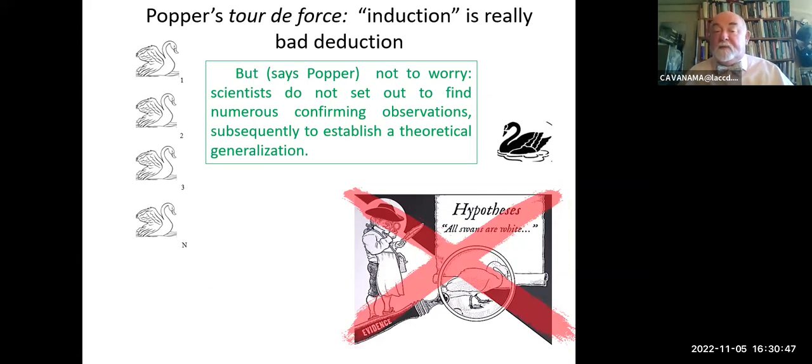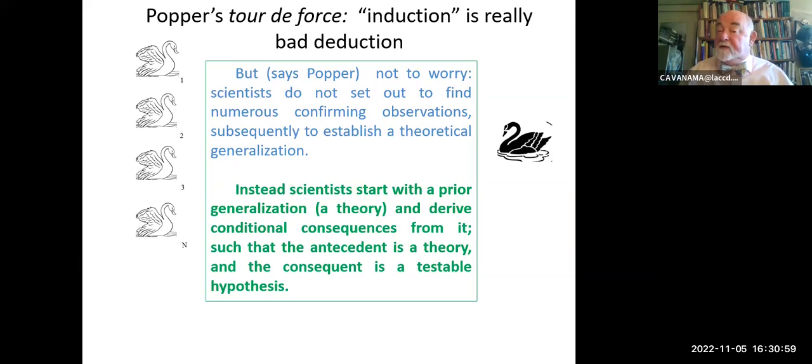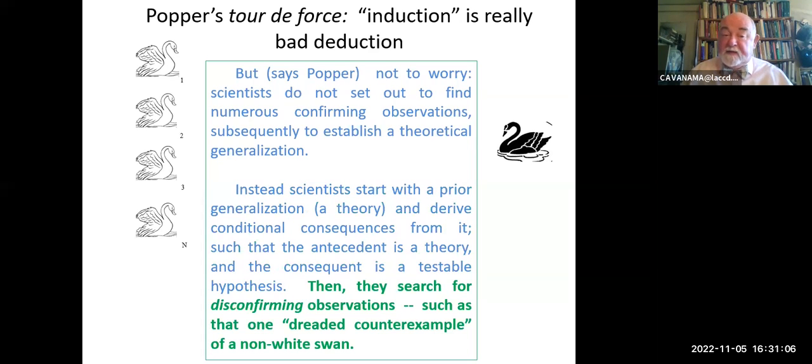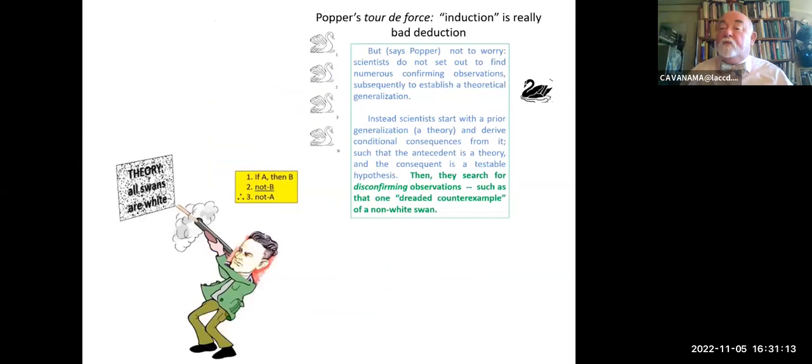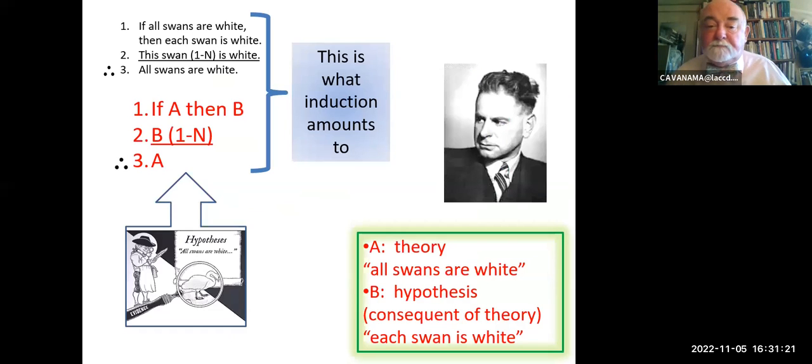Well, that may seem depressing. Popper says, don't worry, because in fact, scientists don't set out to find numerous confirming observations. They look for those black swans, they look for the disconfirmation. They start with a prior generalization or theory, and then they derive conditional consequences from it, such that the antecedent is a theory, the consequent is a testable hypothesis. Then they search for disconfirming observations. They search for modus tollens, in other words, that counterexample, at least one non-white swan. So basically, they take the theory that all swans are white, and they try to shoot it down.